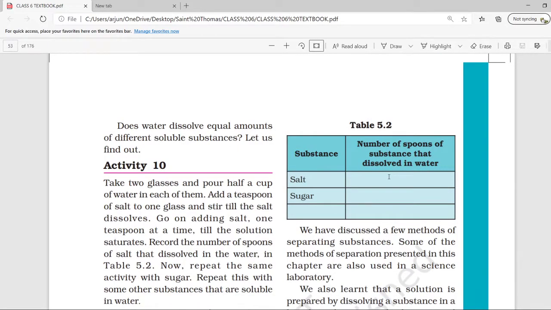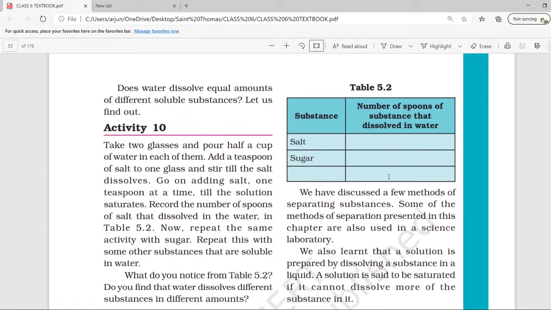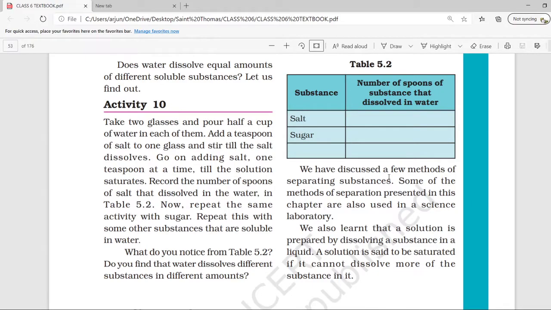Does water dissolve an equal amount of different soluble substances? Let us find out. Moving to activity number 10. Take two glasses and pour half a cup of water in each of them. Add a teaspoon of salt to one glass and stir till it dissolves. Go on adding salt one teaspoon at a time till the solution saturates. Record the number of spoons of salt that dissolve in the water in table 5.2. Now, repeat the same activity with sugar. Repeat this with some other substances that are soluble in water. We know that sugar is soluble in water, so we have taken sugar.